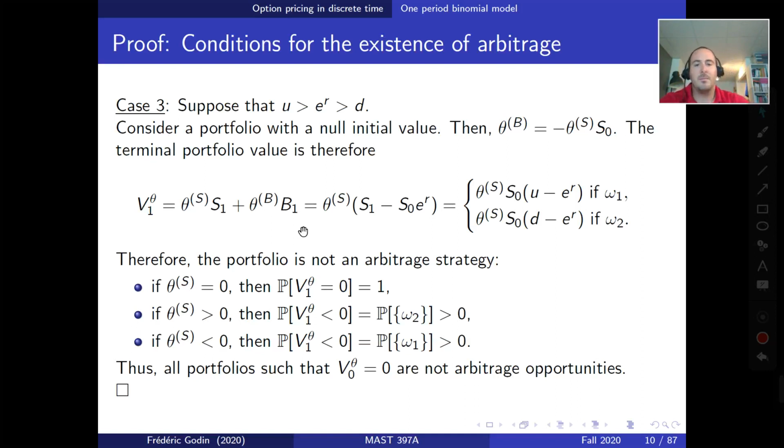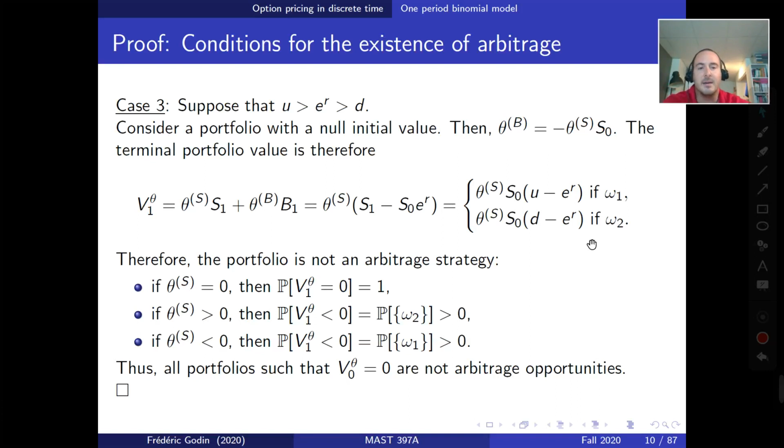Here S1 can be expressed as either S0 U if there's an upward movement, or S0 D if there's a downward movement. So the final portfolio value under both outcomes is given by this equation here. This is the value of the portfolio at time 1 if there's an upward movement in the stock, and this is the value of the portfolio in the second possible outcome if there's a downward movement of the stock.